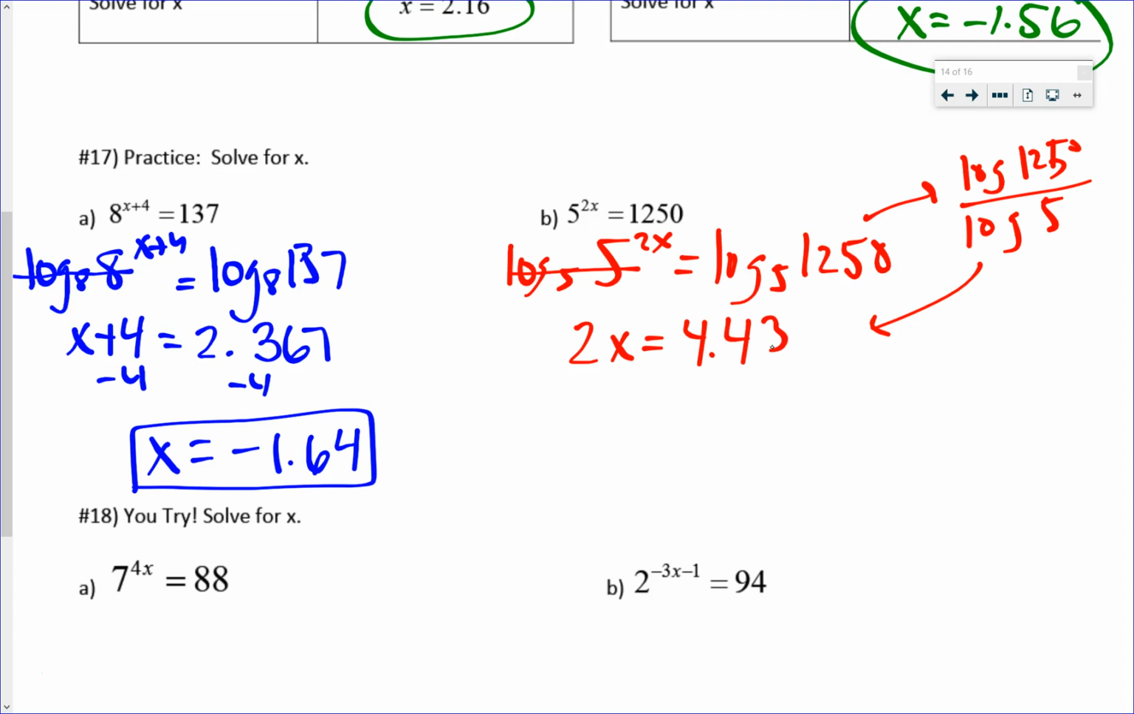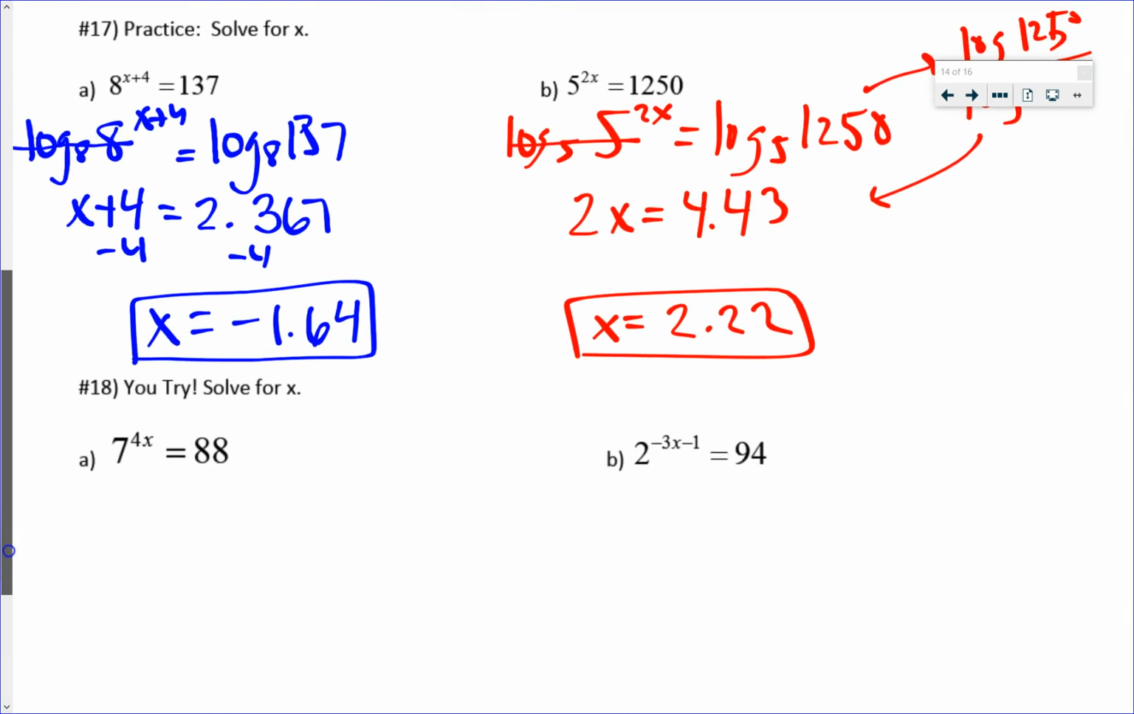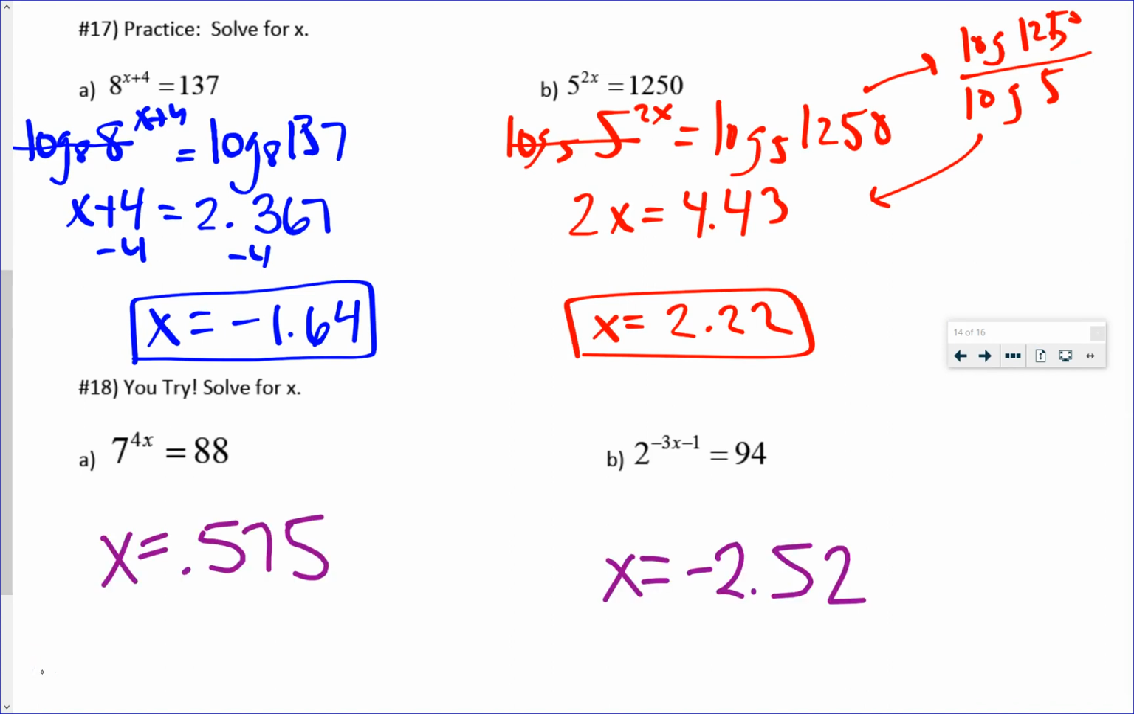Sorry, what's next? Divide by 2, we get x equals. Good. What's nice with these is you can plug them back in and check. Questions on those two? I want you to try the bottom two. So 18, A and B. All right, check your answers with mine.